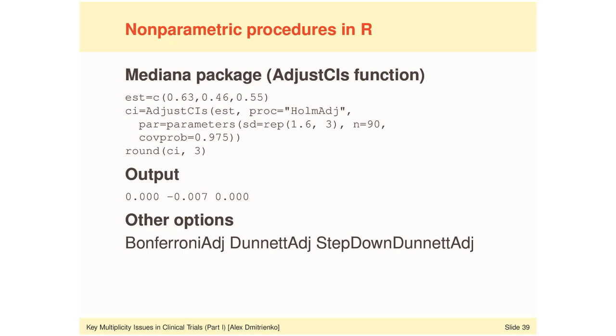The standard deviations are all equal to 1.6 in this setting. We also need to pass the common sample size denoted by n. N is equal to 90. And the joint coverage probability, which is equal to 97.5%. The resulting set of lower confidence limits for the true treatment mean differences is shown under output. And a similar function call can be used to construct one-sided simultaneous confidence intervals based on the Bonferroni, single-step Dunnett, and step-down Dunnett procedures. We just need to specify the appropriate procedure from the list that we see at the bottom of this slide.